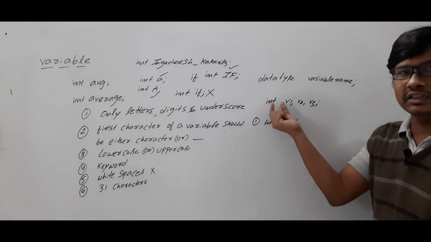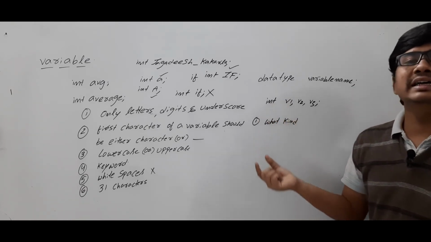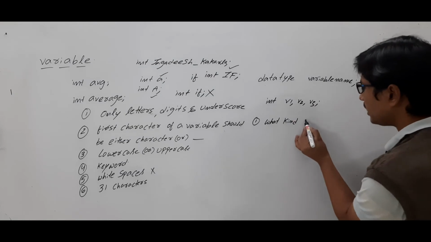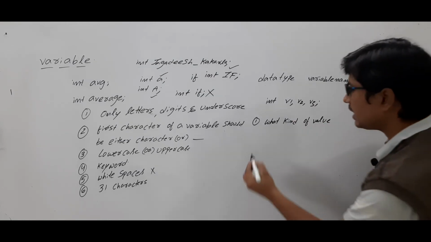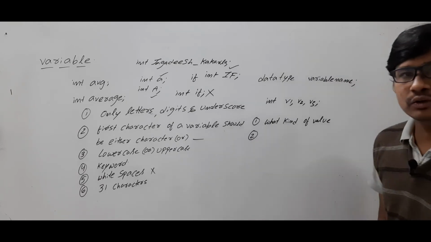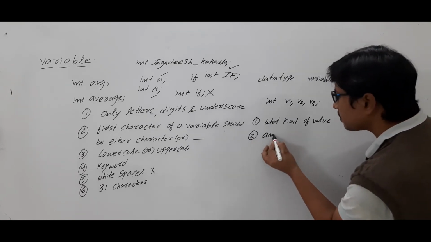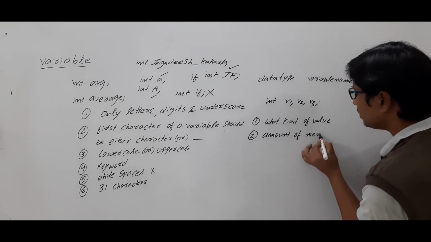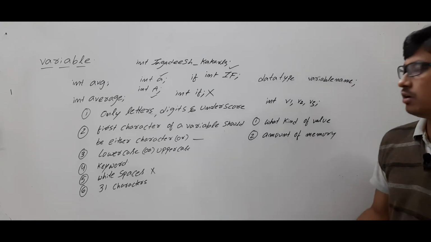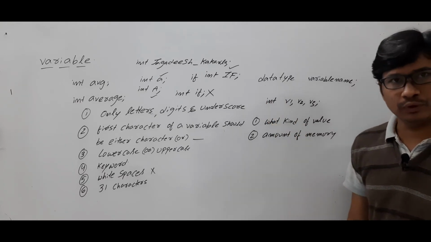If you are using an int, then these variables can store integer constants. So what kind of value will be stored? Another thing is that it will tell you the amount of memory that will be allocated for the variable, which also depends on what data type you are using.